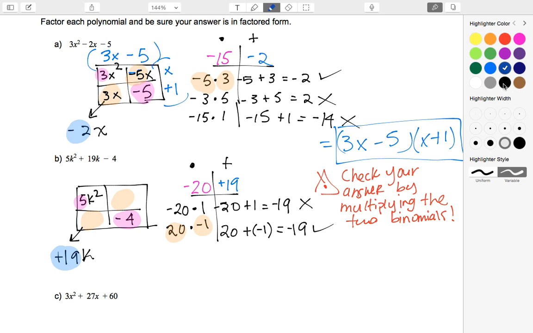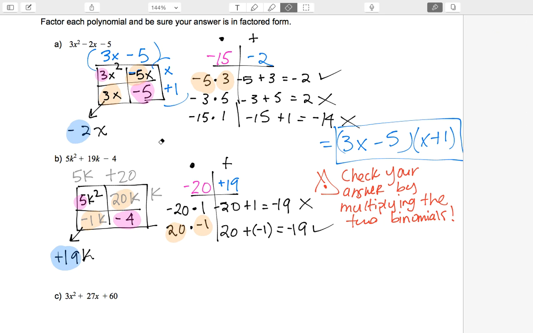Okay. So I'm going to guess and check again, so you all can see how that looks. Okay. So let's just say that I know 5k times k will give me 5k squared. And then let's say I put 20k here and then negative 1k here. Guessing and checking, right? Because that's how I saw it, and I'm going to go ahead and do that. So then what times k gives me positive 20k? Well, that's 20. 20k times what will give me negative 4? That doesn't seem to work.